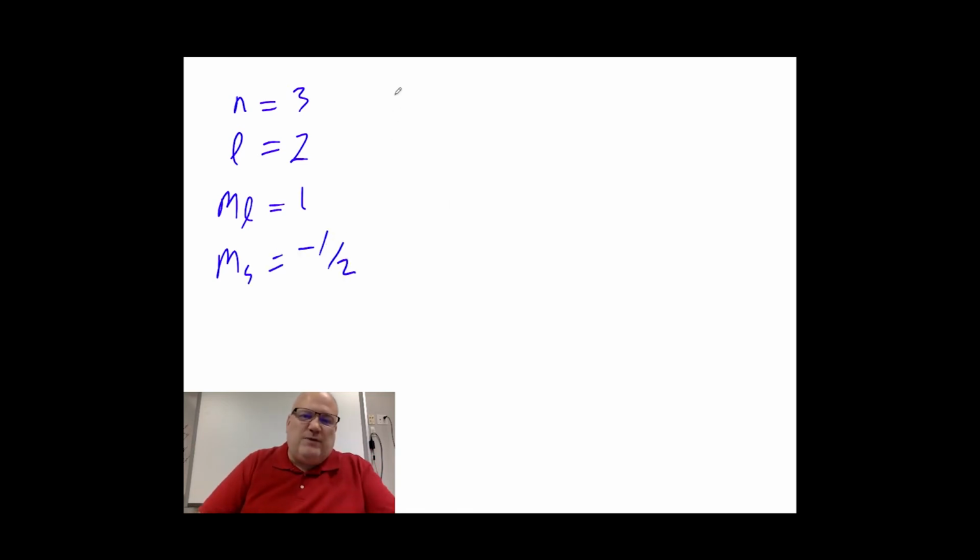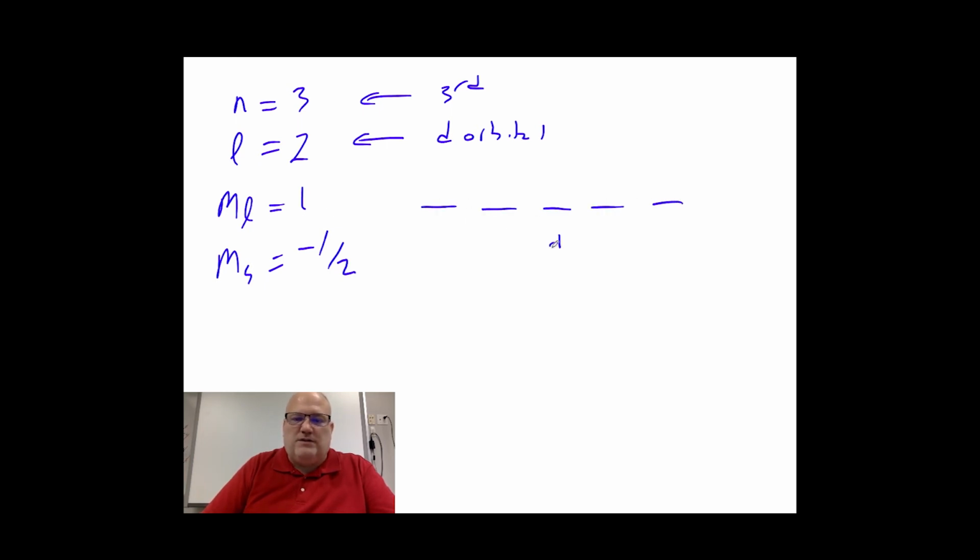Well, this 3 would tell us that the electron was in the 3rd energy level. This 2 would tell us that the electron was in a d orbital. This 1 would say in our set of 5 orbitals, these are all d orbitals, if I were counting them out, it goes minus 2, minus 1, 0, 1, 2. It would mean the electron we're looking for is right here. And this minus 1/2 means that it's not the first electron in this orbital, it's the second one.